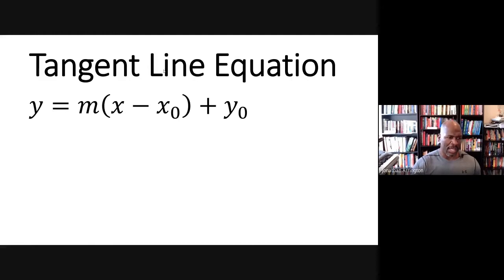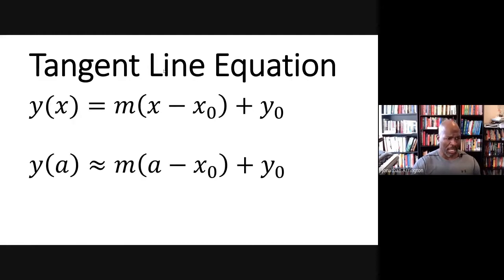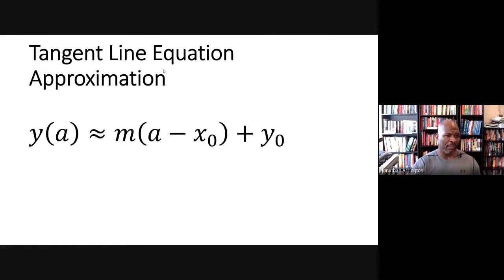And the tangent line approximation, if we think of the tangent line equation as y of x instead of just y equals, the tangent line approximation for y of a, we're just replacing x with a. So the tangent line approximation looks something like that. So let's go ahead and find the tangent line equation and tangent line approximation for the given problem.